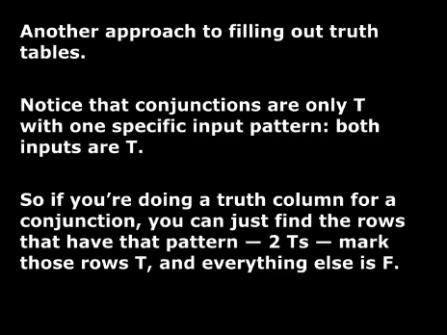Notice that, for example, conjunctions are only true with one specific input pattern, when both inputs are true. They're false all the rest of the time, okay? So if you're doing a truth column for a conjunction, you can just go over and find the rows that have both T. Just look for that special pattern. The conjunction will be T on those rows and false everywhere else. So all you need to do is put a T in the conjunction where you see that pattern, and then in the rest of the rows just put an F.